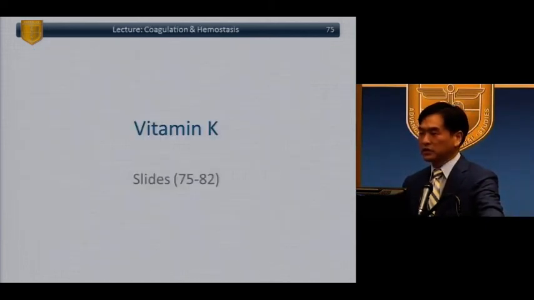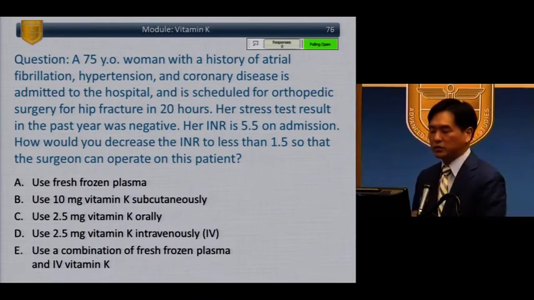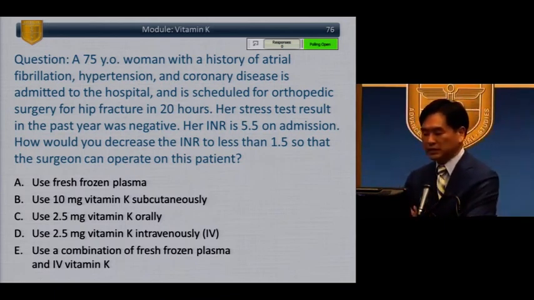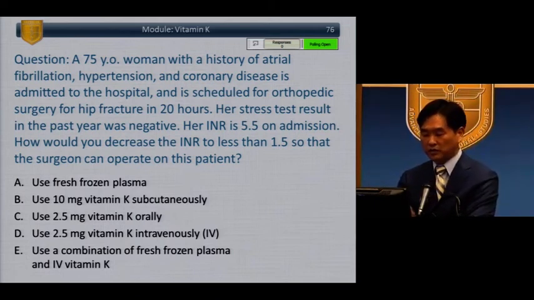Well, we've gone to inhibiting vitamin K so much. Let's talk about vitamin K. A 75-year-old woman with a history of AFib, hypertension, coronary disease, made it to the hospital, scheduled for orthopedic surgery for a hip fracture in 20 hours. Stress test in the past year was negative. Her INR is 5.5 on admission.